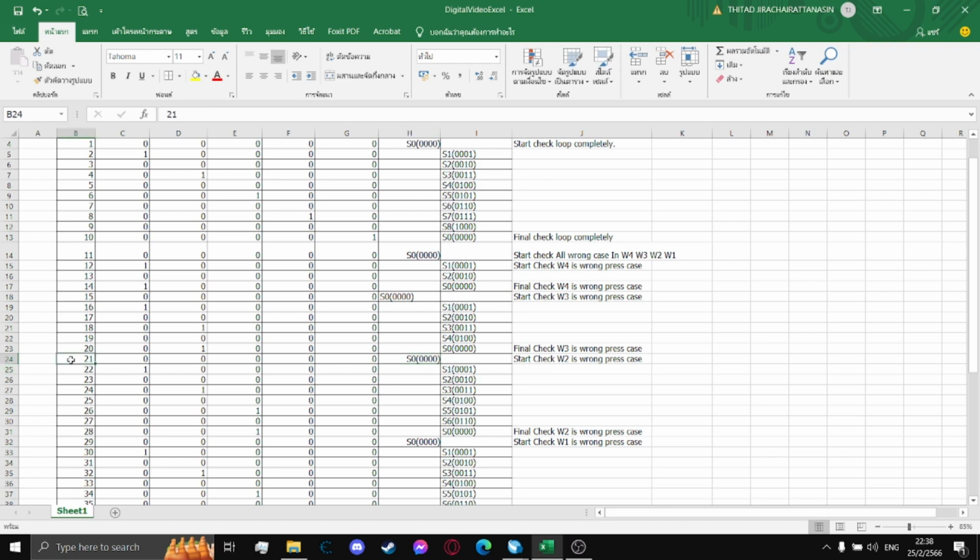In this here, we will check the W2 when in the wrong press case. Go to the clock 22. When press 0, then they will go to state 1. 23, not press, go to state 2. 24, press 1, go to state 3. 25, not press, then will go to state 4.